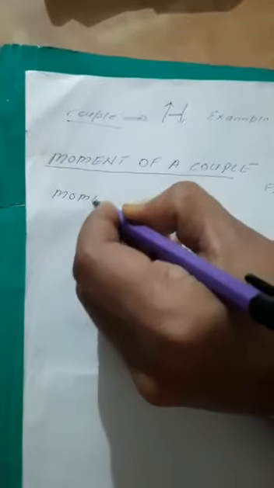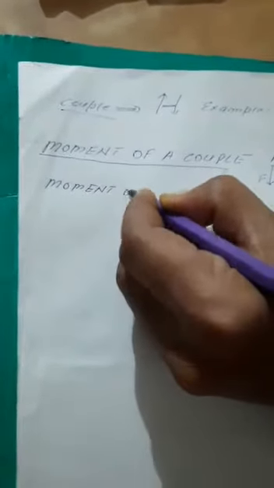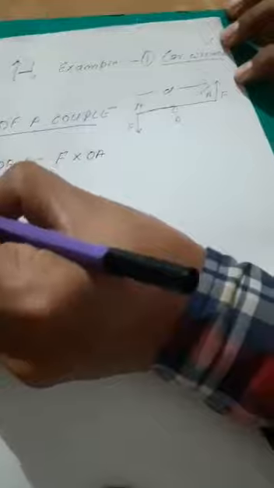Then moment of A is equal to force multiplied by perpendicular distance, and this distance is OA. Similarly, moment of B is force multiplied by perpendicular distance. Now the perpendicular distance is OB.